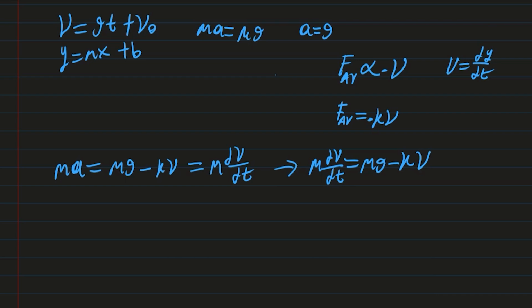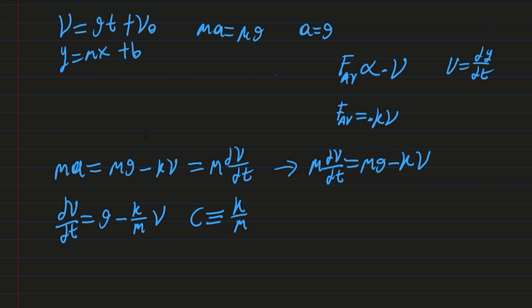Now there's a lot of constants floating around, so to make it simpler, I'm going to divide both sides by m. dv/dt is going to be equal to g minus k over m times v. Now I'm going to define a new constant to make it even simpler, and that constant is going to be c equals k over m.